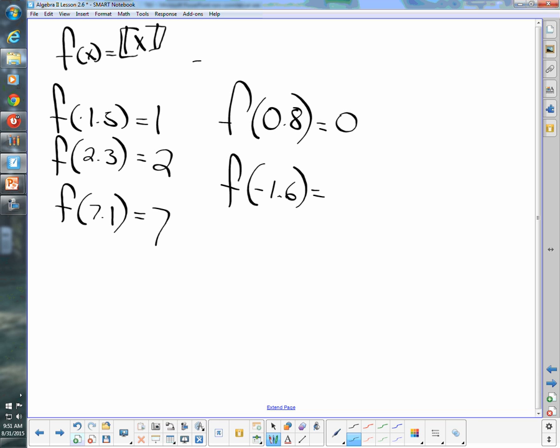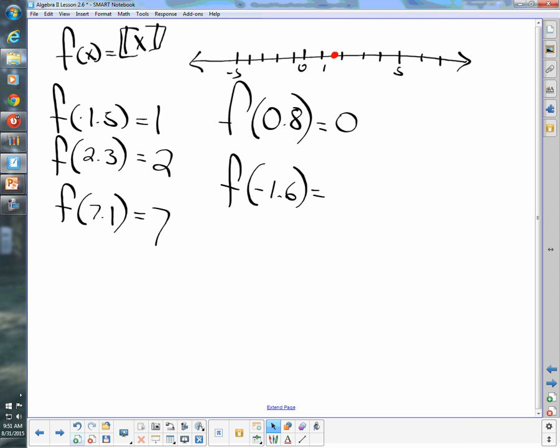Okay. All right. 0, 1, 2, 3, 4, 5, 6, 7, negative 1, negative 2, negative 3, negative 4, negative 5. Okay. You told me, and you were correct, that if I had f of 1.5, that would be 1. F of 2.3 would be somewhere right about here.